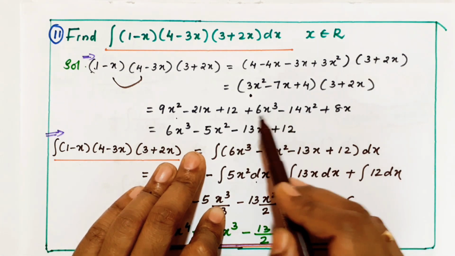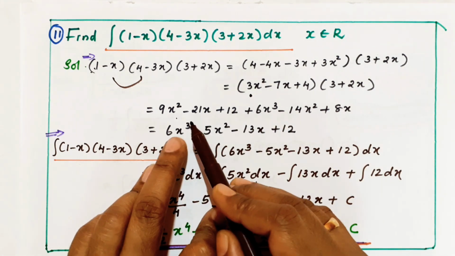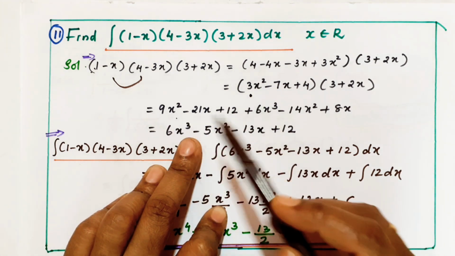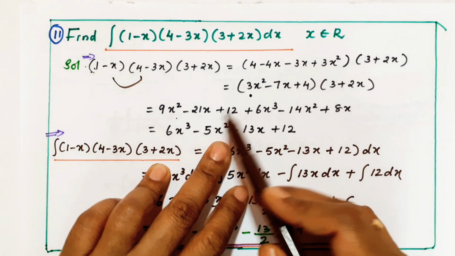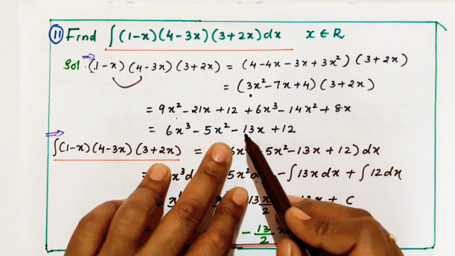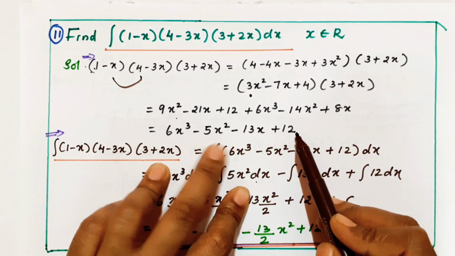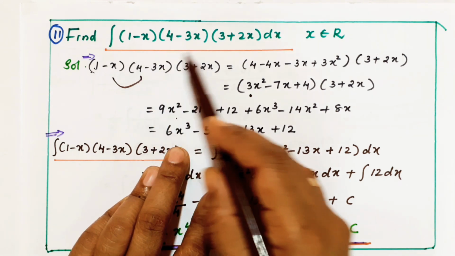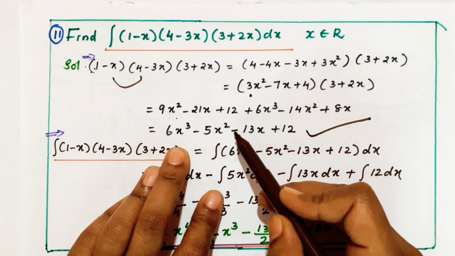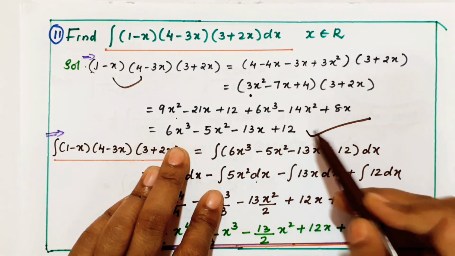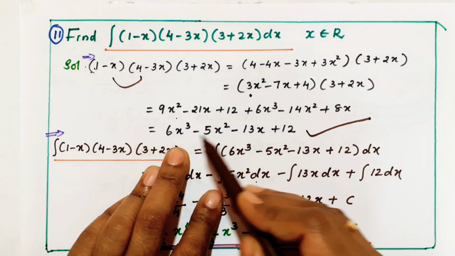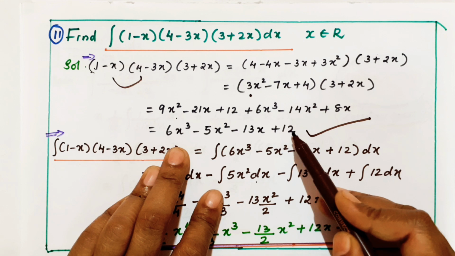Then if you see here, the biggest term is this one, 6x cubed. Then x square, there are two terms. If you are subtracting, 14 minus 9, 5x square. 21x and 8x we are doing, so minus 21 plus 8 is minus 13x, then 12. So after expanding this full term, I am getting 6x cube minus 5x square minus 13x plus 12. This is the expanded form. Right? 6x cube minus 5x square minus 13x plus 12.